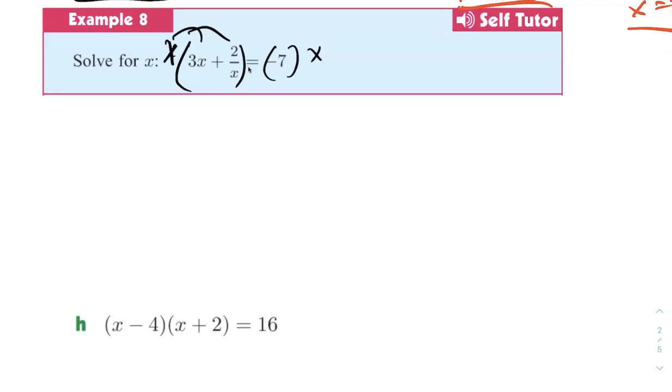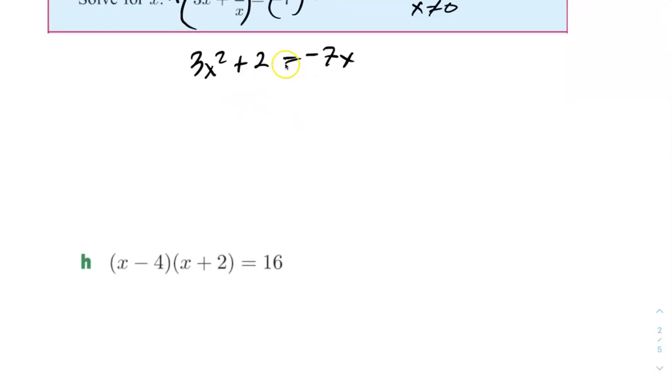You distribute. So you get 3x squared plus 2, and this would equal negative 7x. Right, because x and x cancel out. So x times 3x gets me x squared. X times 2 over x, the x is canceled, you just get 2. And then negative 7 times x equals that. Now keep in mind, since we did this, we can't get x equals 0 as a solution. If that's one of our answers, it's wrong, because I can't multiply both sides by 0. Anyway, so we have this, and we just solve it.